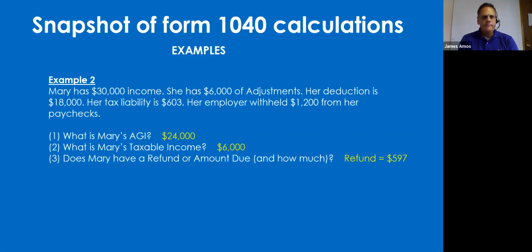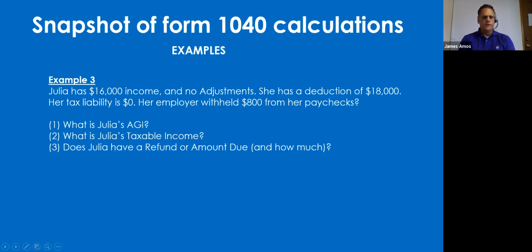Again, we just went through the formula. We took the $30,000 income minus adjustments: 30,000 minus 6,000 leaves us with AGI of 24,000. AGI minus deduction, which is 24,000 minus 18,000, leaves us with taxable income of $6,000. Her tax liability is 603 minus the amount withheld, 1,200, leaves us with a refund of 597. That's exactly right. Okay, let's do another one.